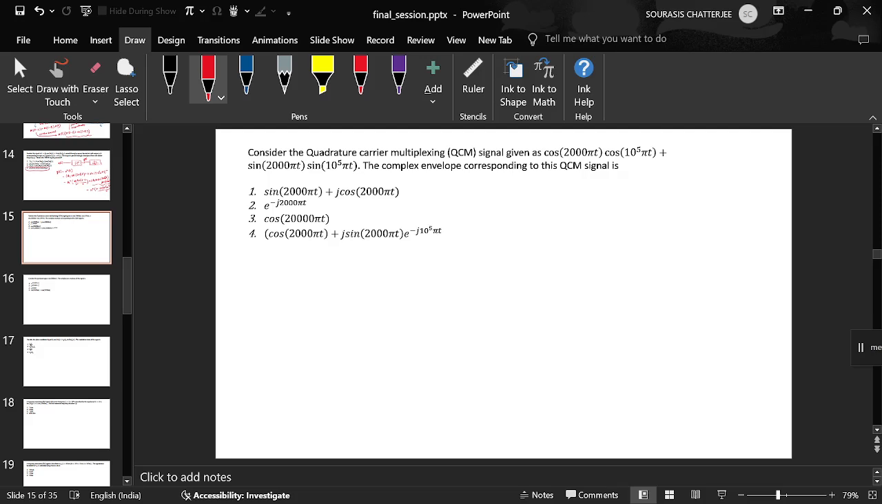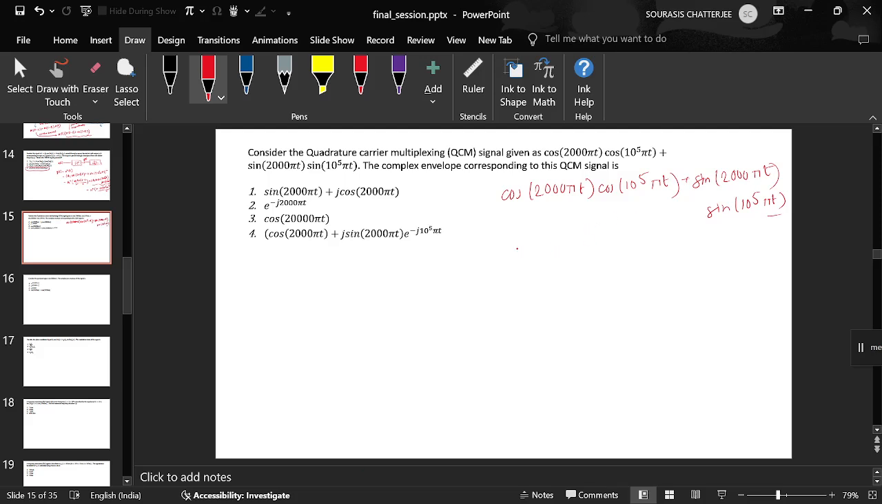So this is a quadrature carrier multiplexing signal. So what should be the complex envelope corresponding to this signal? This is given as cos 2000 pi t, this is the signal part, and cos 10 to the power 5 pi t, this is the carrier part, plus sin 2000 pi t sin 10 to the power 5 pi t.